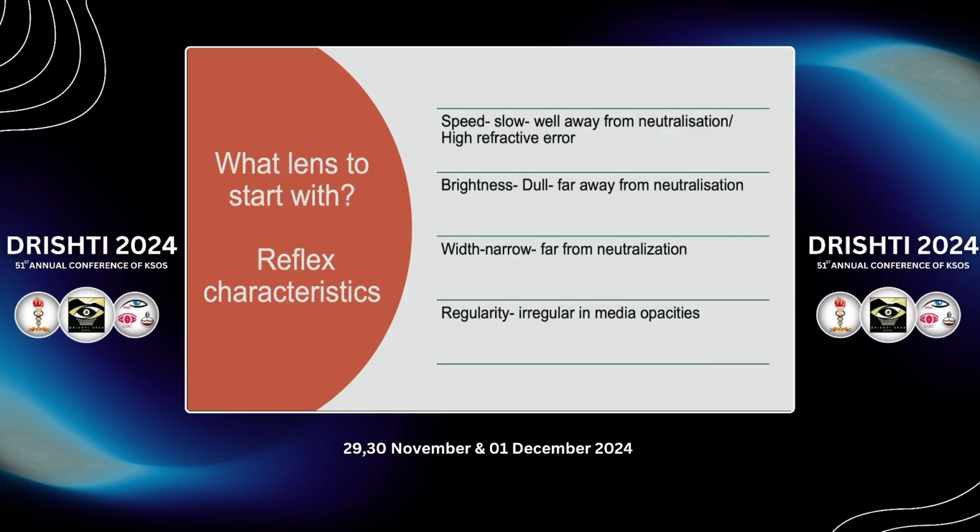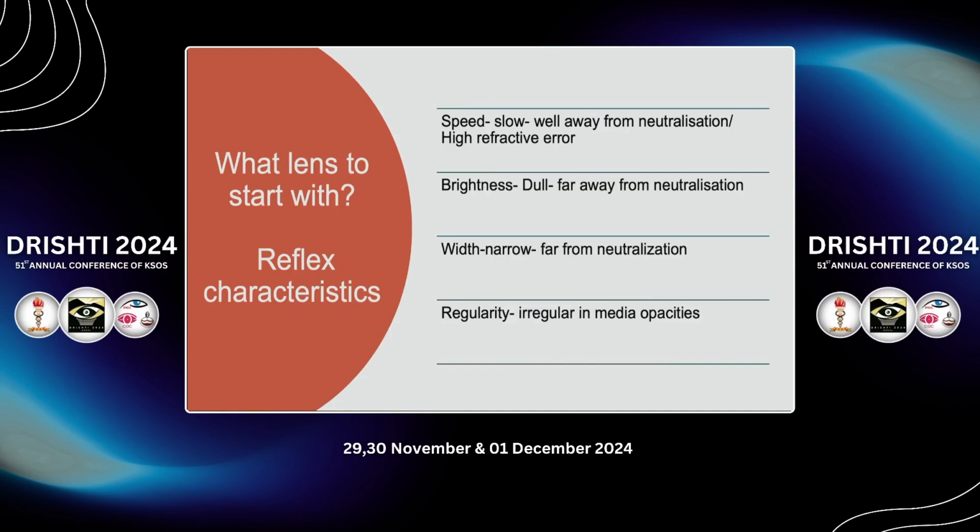So when you do a retinoscopy, if you see the speed of the reflex is slow, that means it's well away from neutralization. So there's no point in starting with 0.5, 1 and all that. So you put a higher power and then you start refraction and you keep increasing by 1 diopter. If you feel the brightness is dull, that also tells you you're well away from neutralization, so start with higher powers. If the width is narrow, it is far from neutralization.